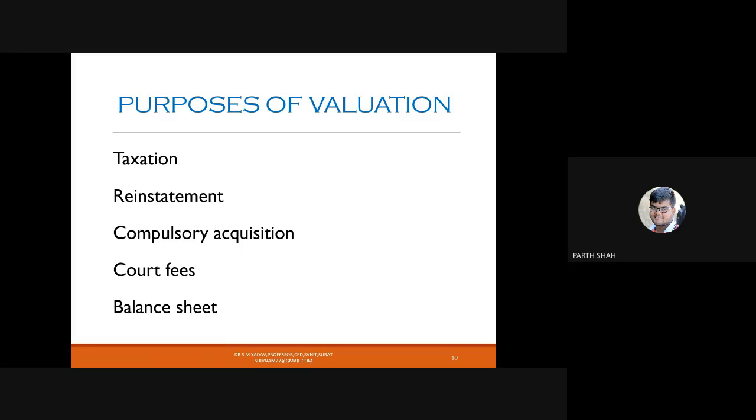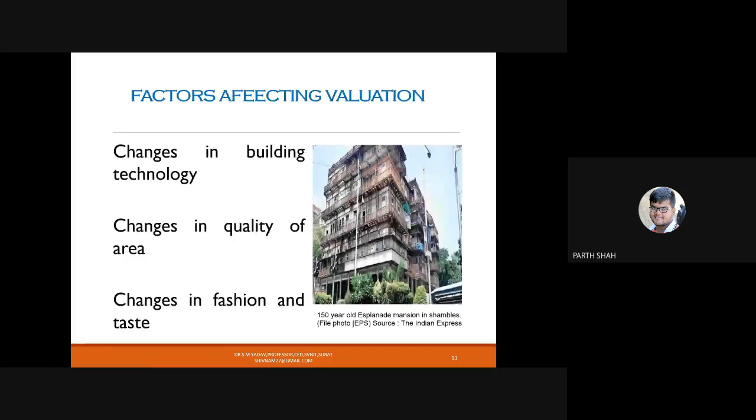If the asset belongs to a company, then while preparing the balance sheet, if you want to mention the value of a property, the valuation of buildings which the particular company owns has to be carried out. What are the various factors which affect the valuation?